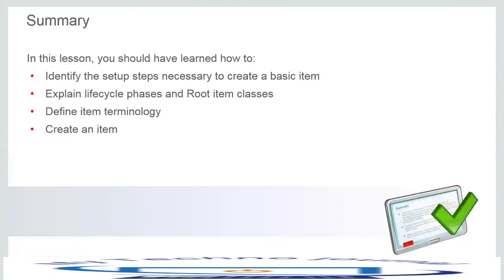There is a practice 5-1 on how to create a basic item. As part of this practice, you will be creating a new item using the root item class. So as part of this lesson, we have learned how to identify the setup steps necessary to create a basic item. And we also have discussed the various lifecycle phases and root item classes. We have discussed the various item terminologies, and we also have seen how to create an item.